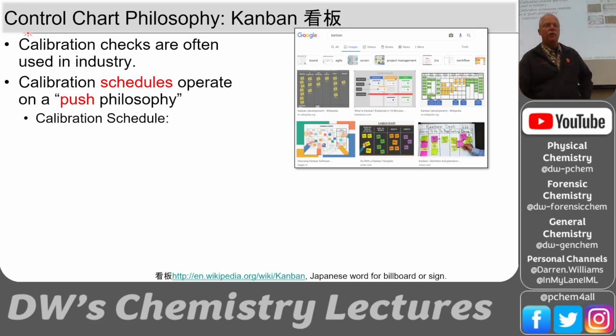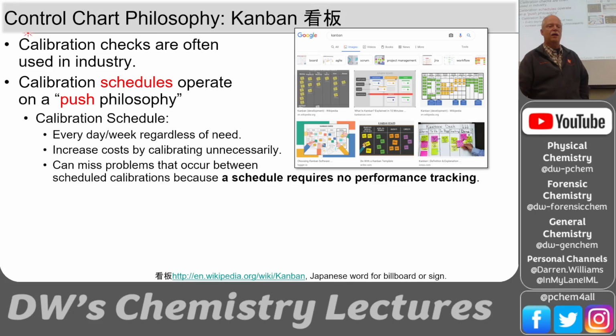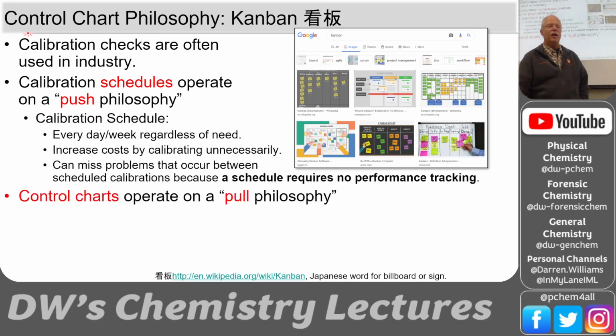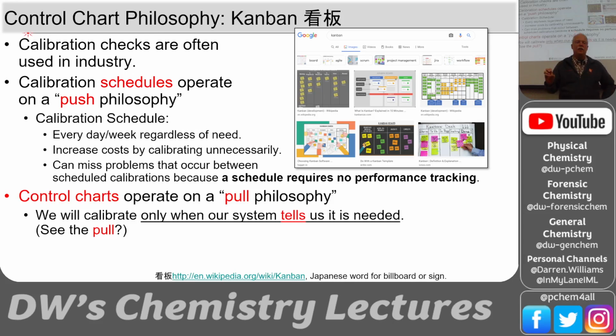Whereas Kanban is a pull philosophy. The system itself is telling you when to calibrate. So if we're tracking this process variable and all of a sudden it goes out of control, maybe it was in control for 7 days or 8 days, something other than a week, right? And then all of a sudden it's out of control. It says, all right, let's do a calibration. So the process itself tells us when to take action.